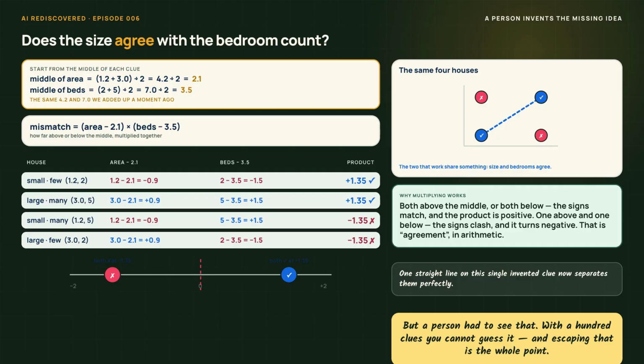A person had to notice that agreement was the thing that mattered. Nobody handed them that idea. In a problem this small, you can guess it. With 100 clues or a problem nobody understands yet, you cannot. And that is exactly the situation we said we wanted to escape. So let us try to escape it.